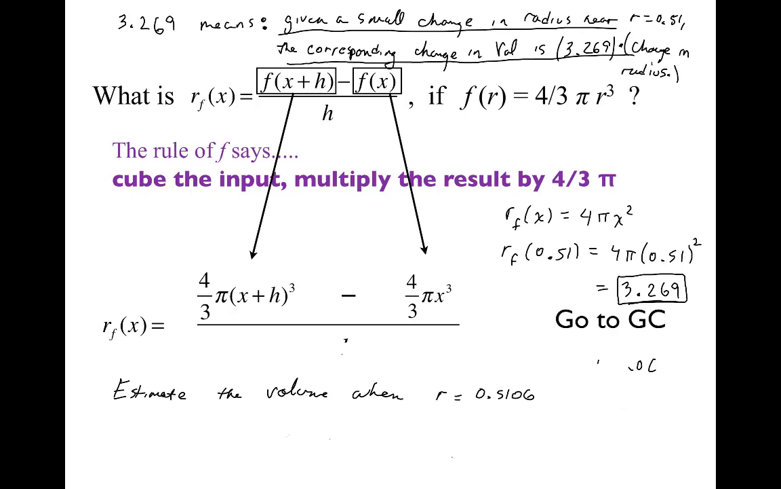So this whole time we've been talking, we haven't assigned a unit. This could have been inches and inches cubed, meters and meters cubed, millimeters and millimeters cubed. So we've just been unitless, and that's fine. But can you estimate the volume when r is 0.5106 using the fact that the rate of change at 0.51 is 3.269? Again, applying big ideas we've done in the past. See if you can do it.